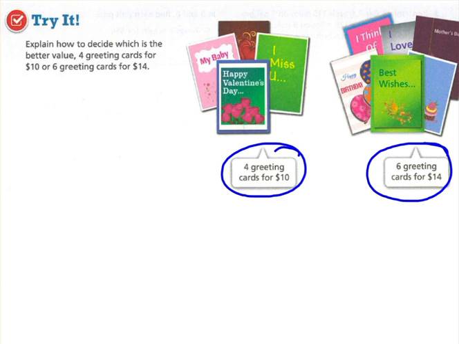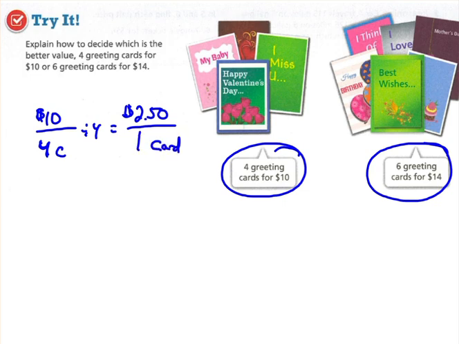So the best way to figure it out is to turn them into the same size, turn them into unit rates. Find out the amount for one card, and that's much easier to compare than different prices and different amounts. So money goes on top. So $10 for 4 cards. I'm going to divide by 4, and I get $2.50 for one card.